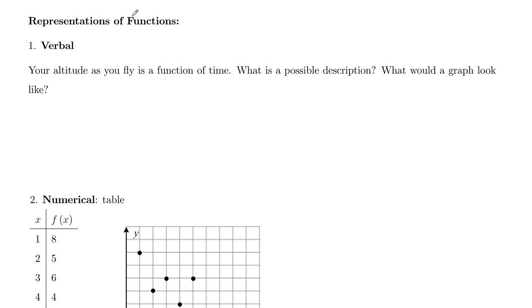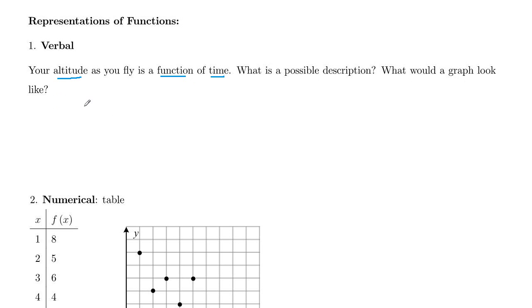Let's talk about some different representations of functions. We've already looked at a couple here. One we maybe don't consider as much is a verbal representation of a function. Here's an example. Your altitude as you fly is a function of time. What would a possible description be for the altitude function, and what would a graph look like?